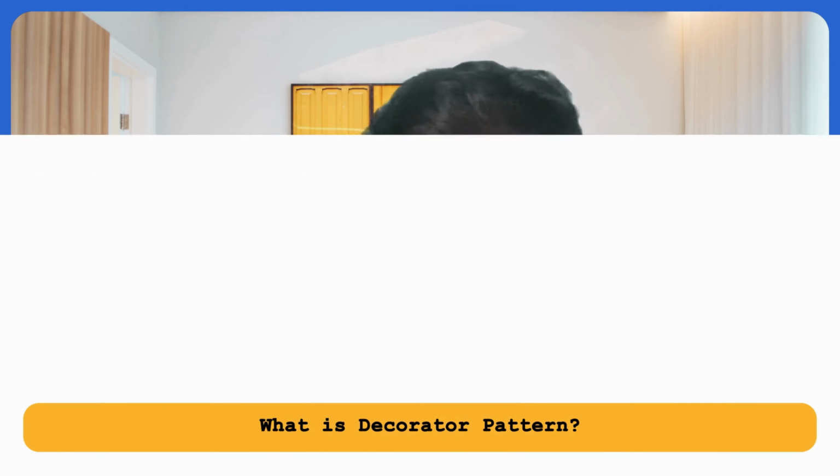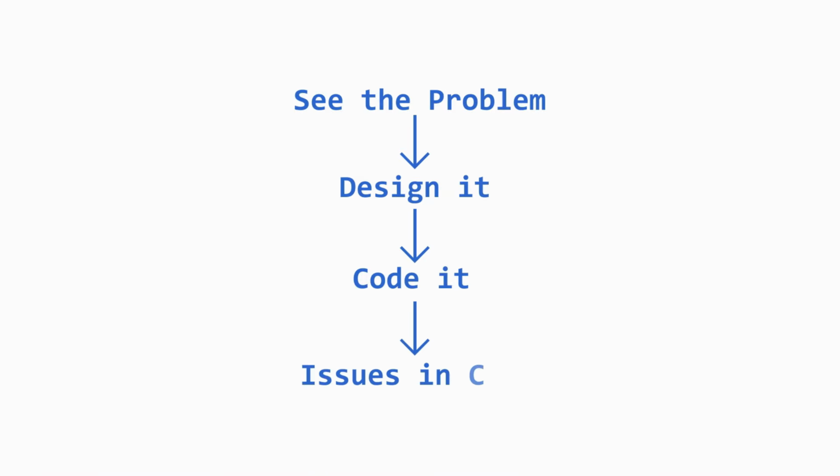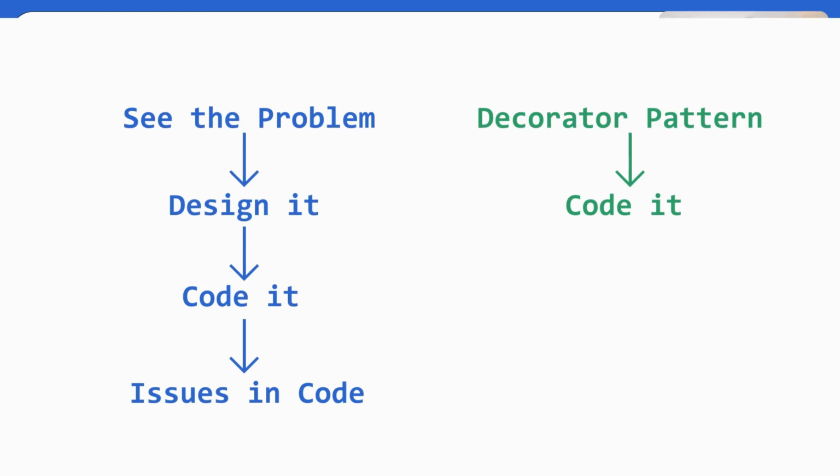We'll not jump directly to what the decorator pattern is. First, we'll see the problem, we'll design it, we'll code it. Then, we'll see what all issues are there in that piece of code. Then we would see what the decorator pattern is and how it helps. And then we'll code it using the decorator pattern. So first, let's understand what the problem is.